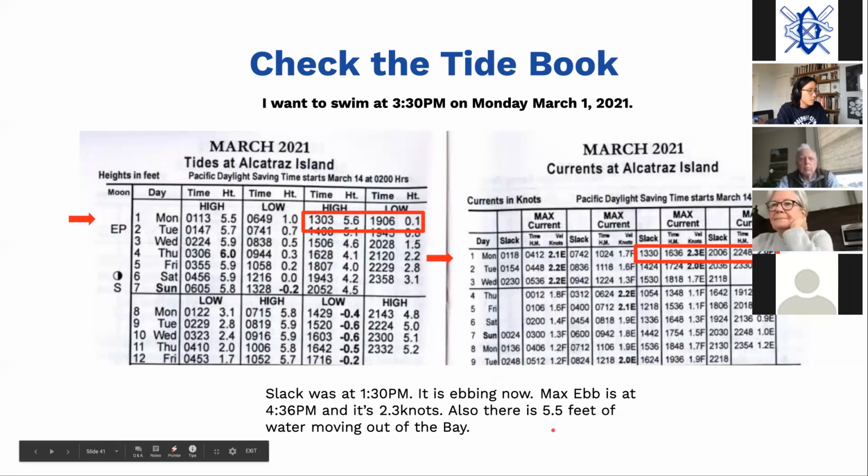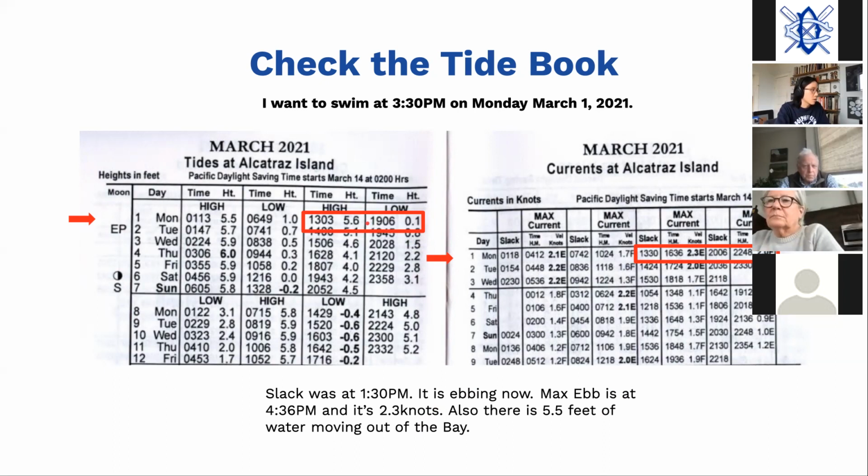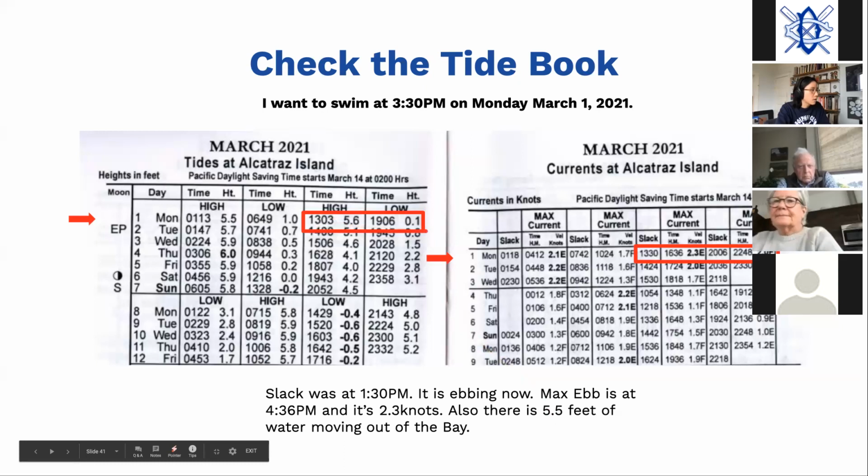So if I'm going to swim at 3:30, I just want to know that it is ebbing, the water is lowering, it's still accelerating, but it'll top out. But it'll probably be accelerating the entire time I'm in the water because I'm probably not going to swim for that long. And we should also note that there's about 4.5 feet of water moving. Sorry, I put 5.5, but it's, oh no, it is 5.5. So that's a fair amount of water moving out.